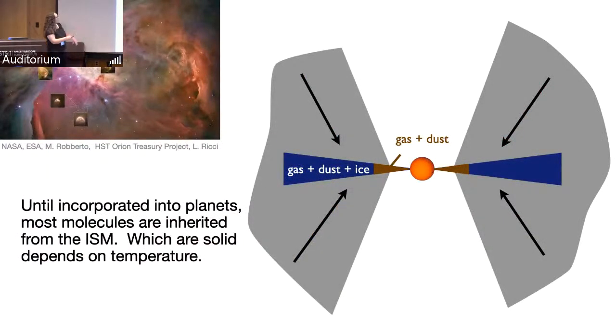And just along with that, where does the material come from? We're interested in the compositions of our planets, right, if we're interested in habitability. So where does that material come from? Well, until it's incorporated into planets, and in planets you have all sorts of chemistry that changes things around. But in disks, most molecules are inherited from the interstellar medium, right? So you have what you have, and then which ones are solid or in the gas depends on it. If you're hot near the star, you don't have those ices. If you're out farther, then you can have the ices.